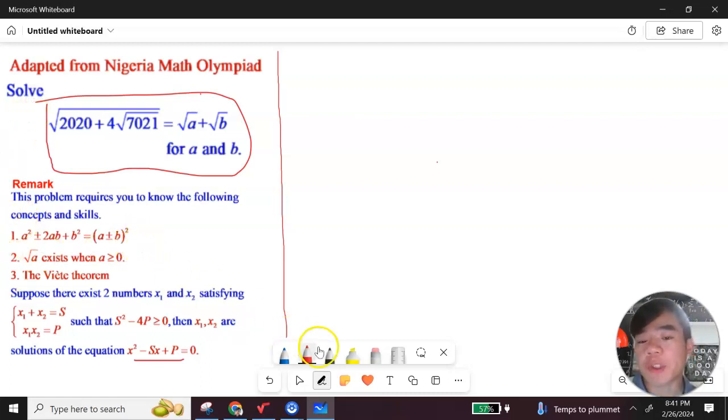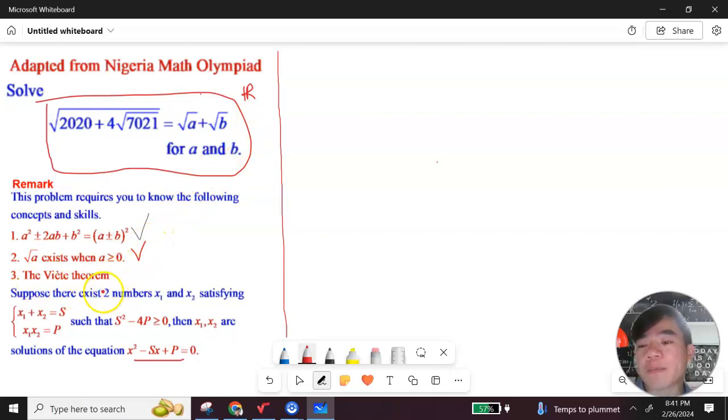The first one we need to know is complete square. A square plus 2AB plus B square equals (A plus B) all squared, and A square minus 2AB plus B square equals (A minus B) all squared. Second one, the square root of A exists when A is a positive number, because A cannot be a negative number, given the fact that we're going to work on the real number system.